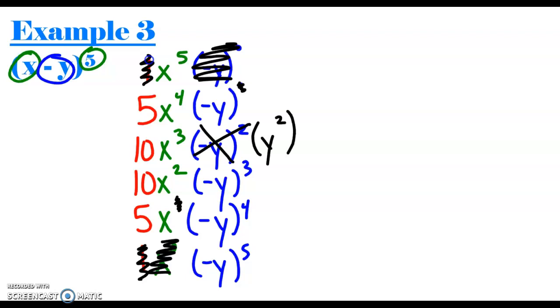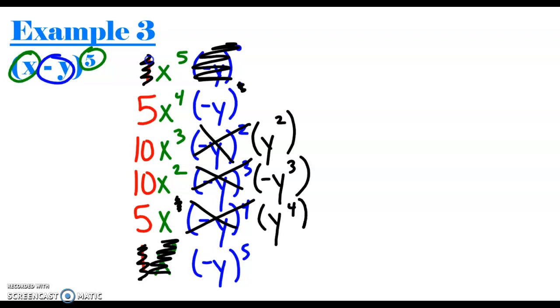If I have negative y to the 3rd, a negative times a negative times a negative is going to give me a negative y cubed, right? That's going to end up being negative. Negative y to the 4th would be just y to the 4th, because 4 negatives would be positive. And negative y to the 5th would be negative y to the 5th. So if you notice, if you're taking a negative number to an even power, it's going to end up being positive. Anytime you take it to an odd power, it's going to end up being negative.